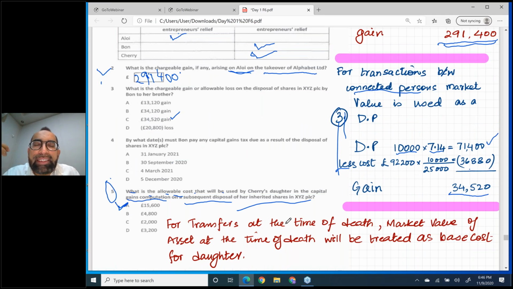What is the date of balancing payment? The balancing payment date is 31st January following the end of the fiscal year. So the 1920 fiscal year ends on 5th April 2020, and after 5th April 2020, what is the 31st January? This is 31st January 2021. Okay.